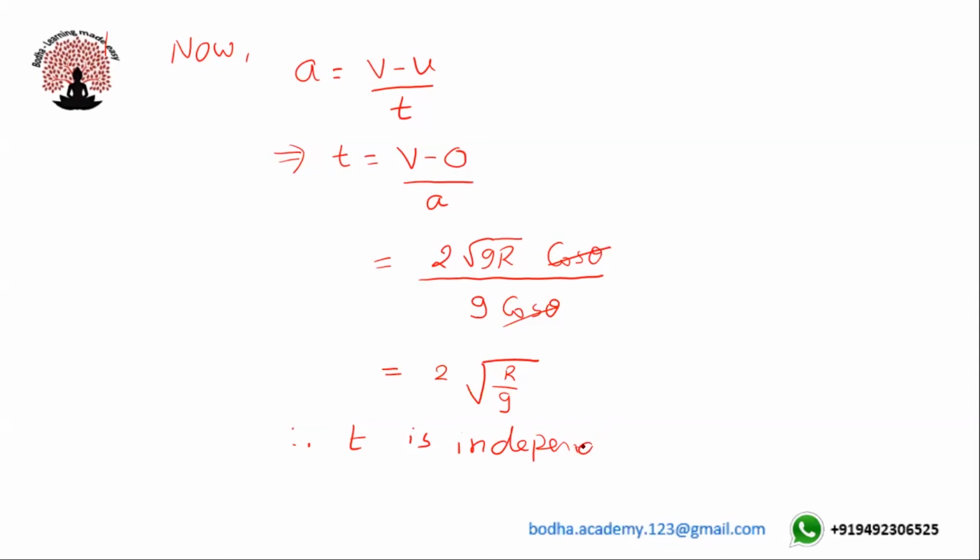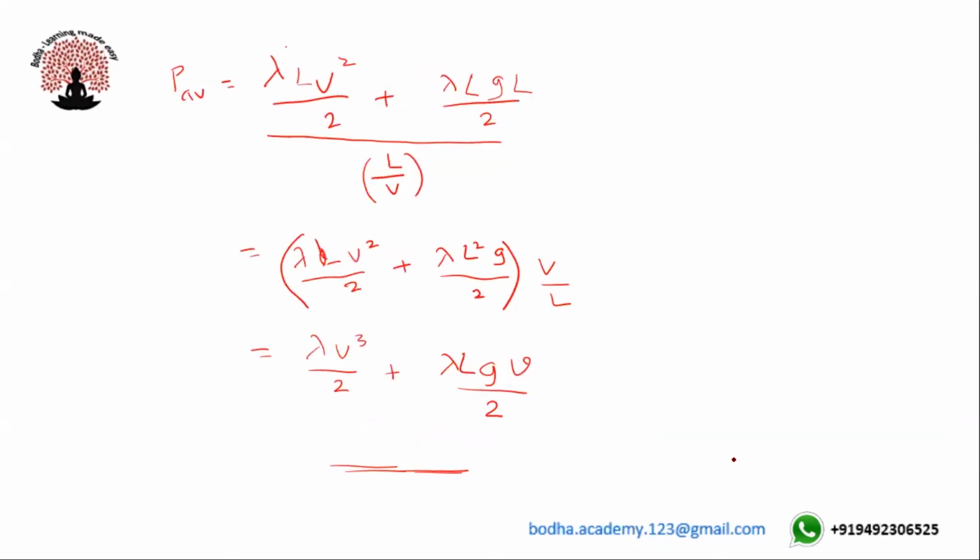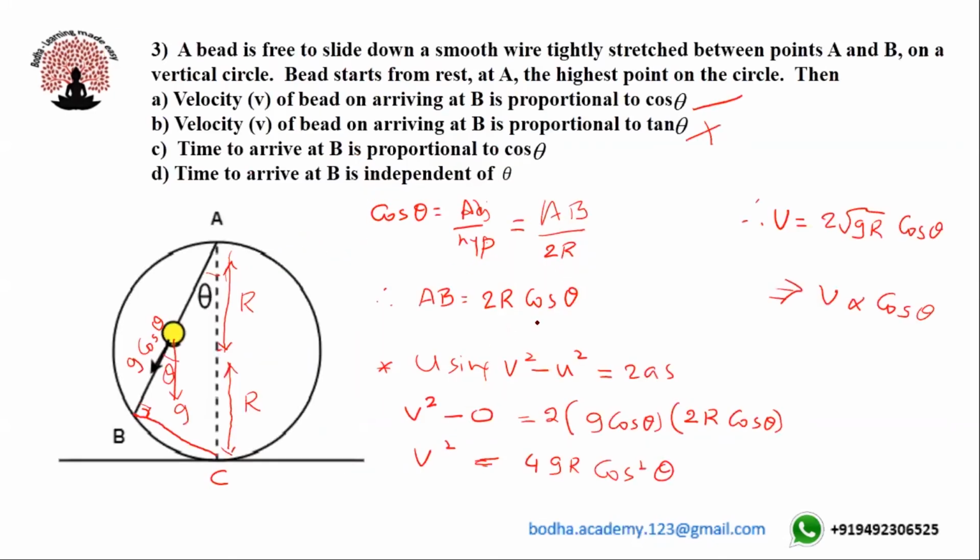T is independent of theta. So this is the conclusion we get. So in the last option, this one is wrong and this one is correct. The time to arrive at B is independent of theta. That's correct. Okay, let us revise once again.